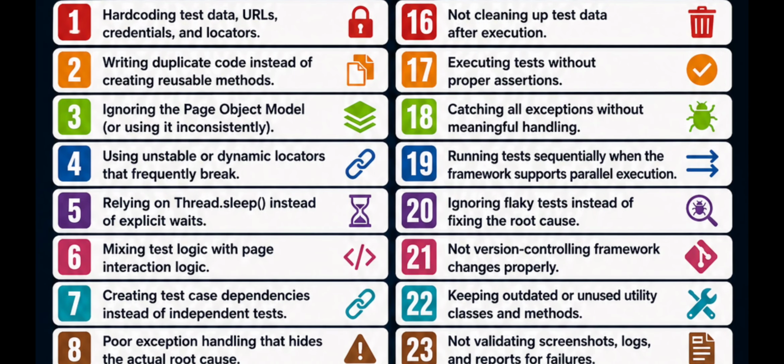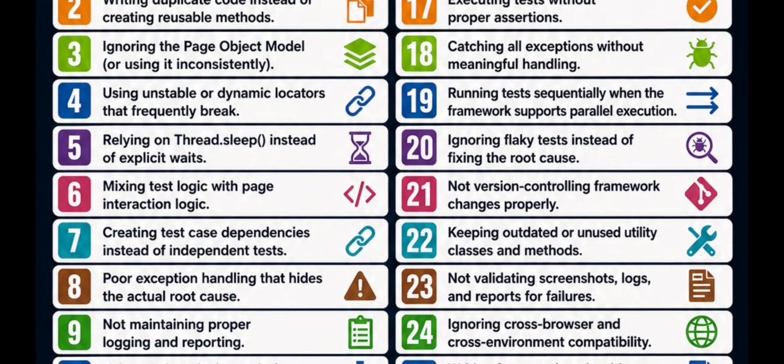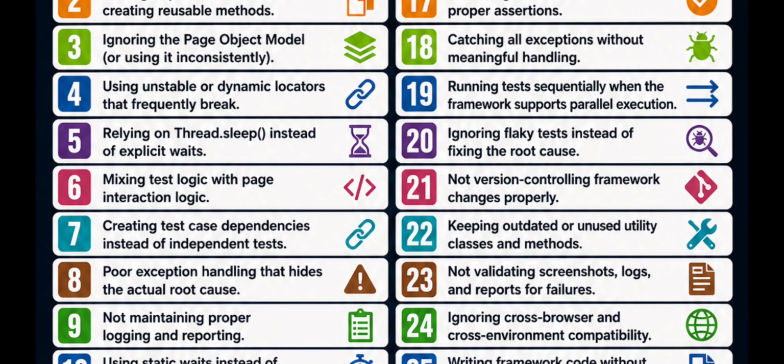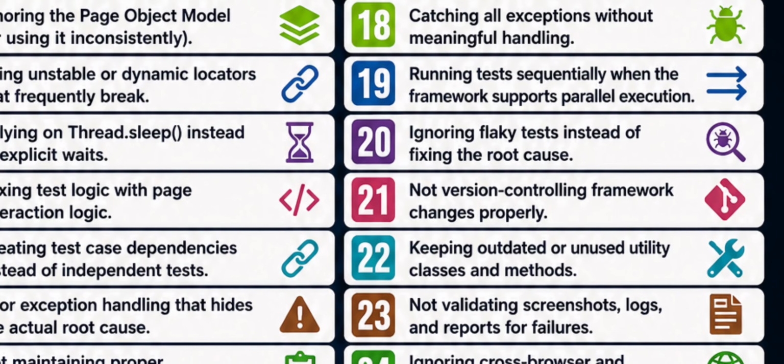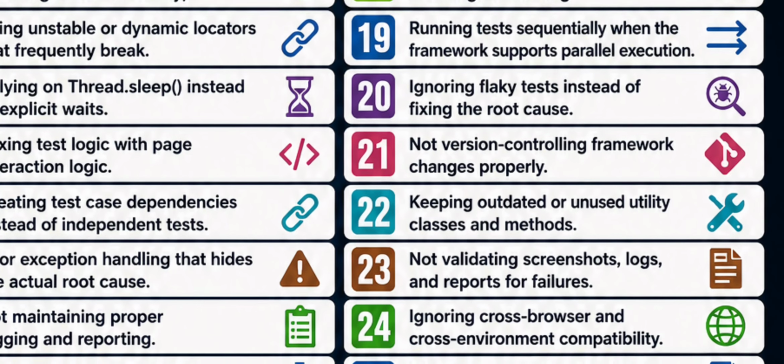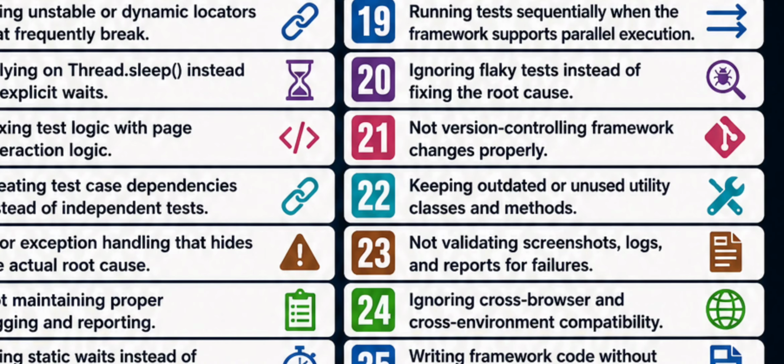And the 18th point that you need to consider and avoid is catching all the exceptions without meaningful handling. And the 19th point that you need to consider is running the tests sequentially when the framework supports parallel execution. And the 20th point that you need to consider is ignoring the flaky tests instead of fixing the root causes. So this is the most important thing. You shouldn't ignore the flaky tests.